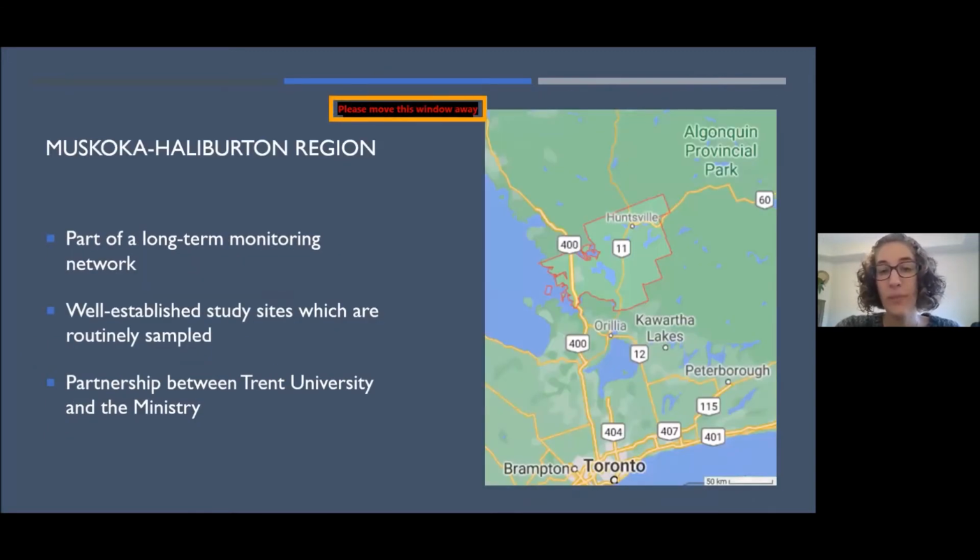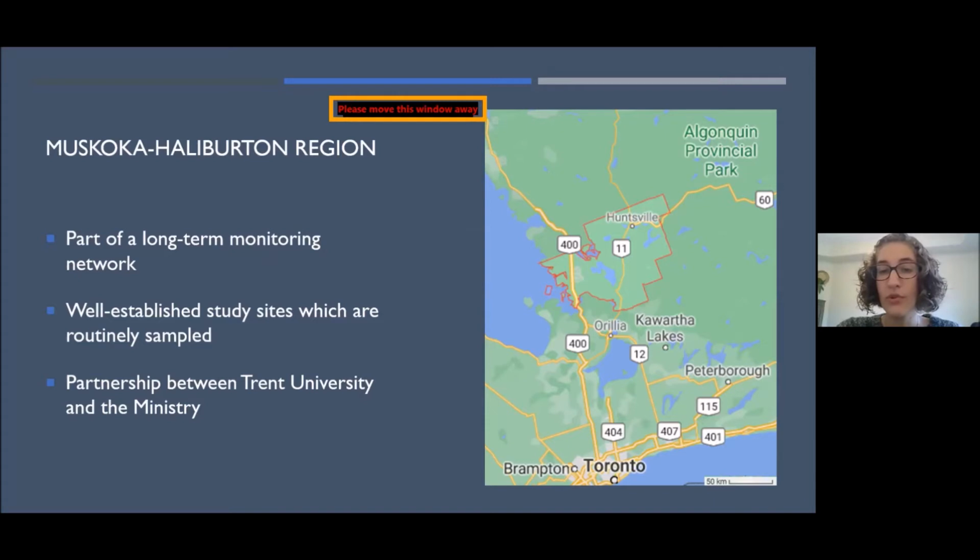The Muskoka-Haliburton region has been part of a long-term monitoring network which assesses the impact of cottage development and long-range atmospheric transport of pollutants on water quality. The 4-decade-long monitoring program is operated by the Ministry of the Environment, Conservation and Parks at the Dorset Environmental Science Centre. The region has been heavily studied, so there's a lot of background information on the lake catchments, and well-established sampling sites have already been set up, which are regularly sampled for chemical analysis.